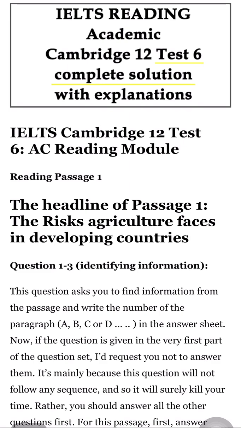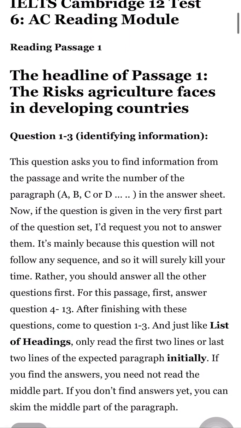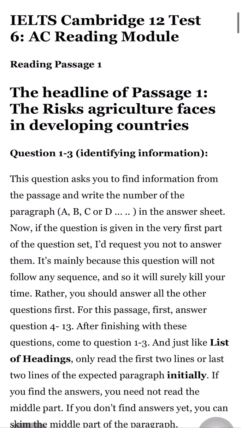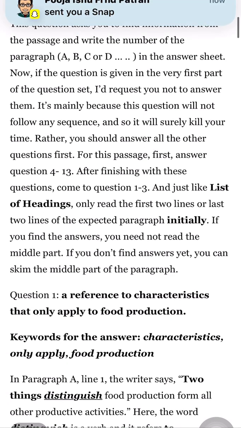Now, if the question is given in the very first part of the question set, I'd request you not to answer them. It's mainly because this question will not follow any sequence, and so it will surely kill your time. Rather, you should answer all the other questions first. For this passage, first, answer question 4 to 13.